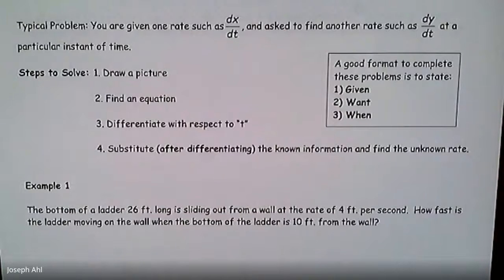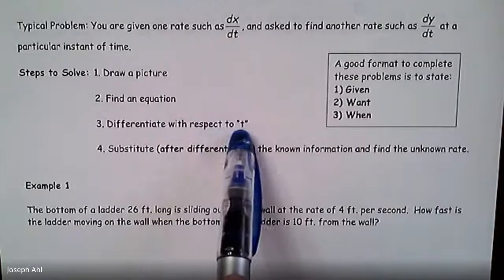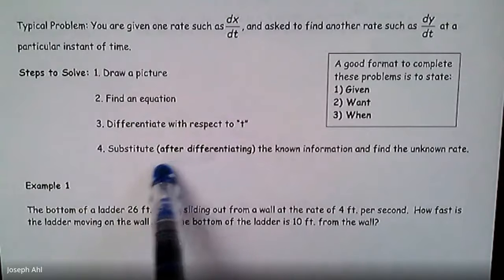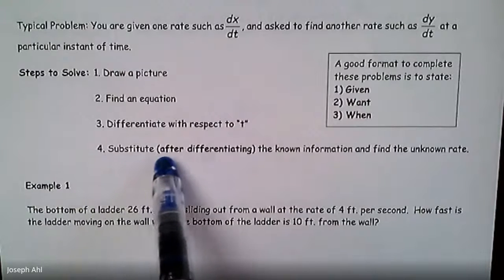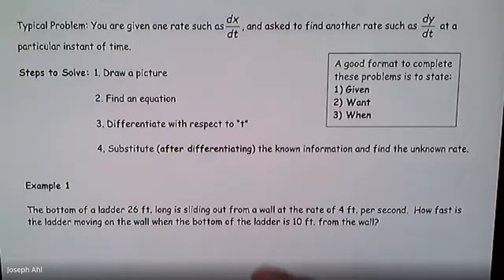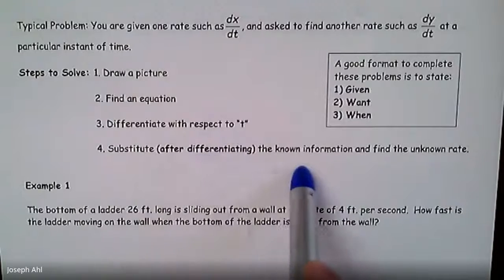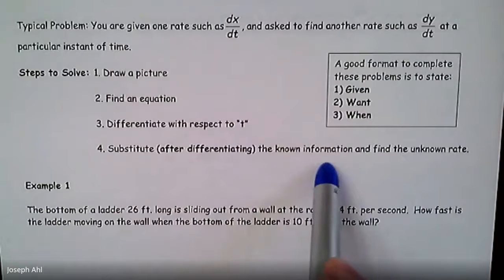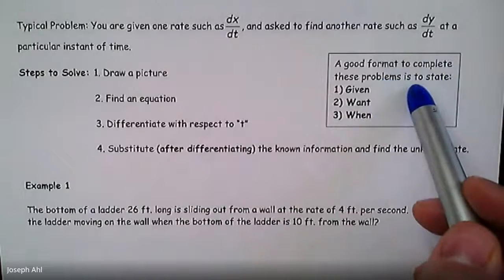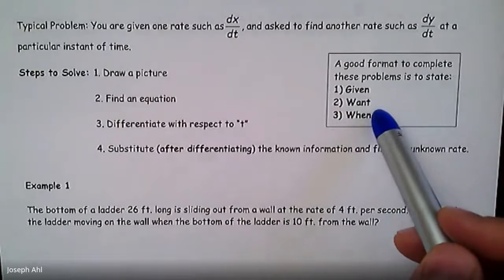Step 3, differentiate with respect to t. Since this is all about relating rates, we're finding the derivative with respect to t, which typically will involve some sort of chain rule step. Then we make substitutions after differentiating, using the known information, and find the unknown rate. This is an important step: if we substitute too early, we won't in the end be able to answer the question as it's intended. As a quick aside, a good format to complete these problems is to state the given information, what we want, and when we want it to happen.